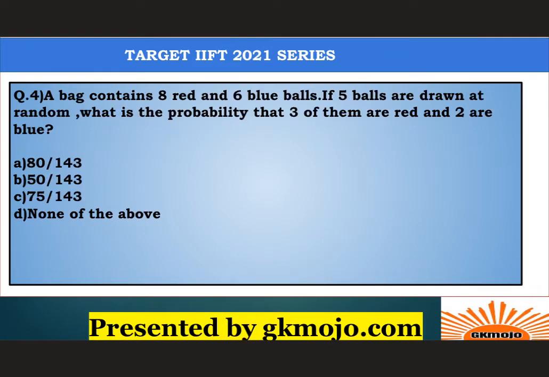Let's have a look at the fourth question. A bag contains 8 red balls and 6 blue balls. If 5 balls are drawn at random, what is the probability that 3 of them are red and 2 of them are blue? So our favorable case over here is 3 red and 2 blue. And total how many do we have? We have 8 red and 6 blue, right?